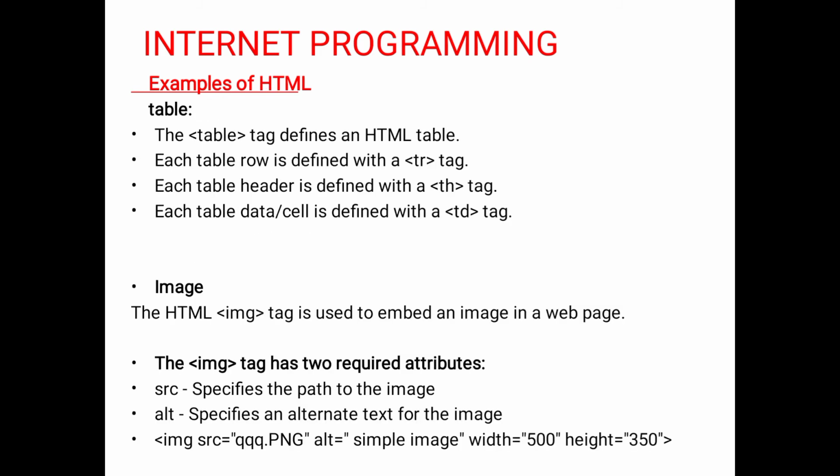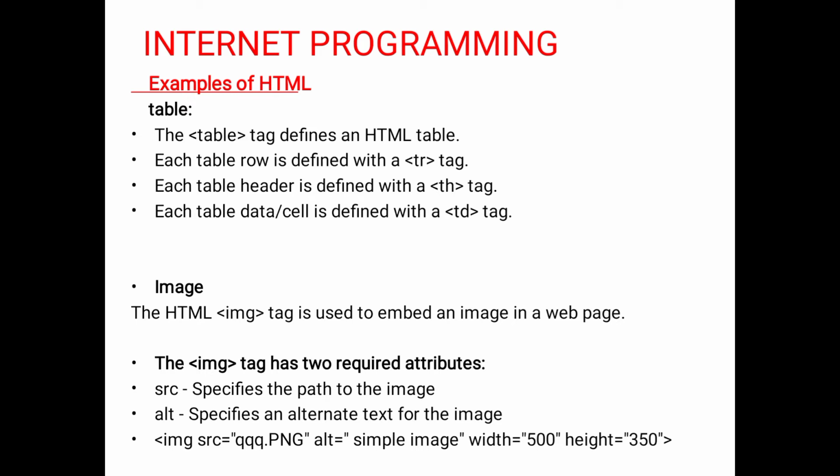Okay, and the next one is examples of HTML. So here the table tag defines an HTML table. Each table row is defined as tr, table header is defined as th, and table data is defined as td, right? So if you are creating a table on the web page, we need to use these tags, right? So the first one is the table tag, tr is table row, th is table header, td in the sense table data, right?